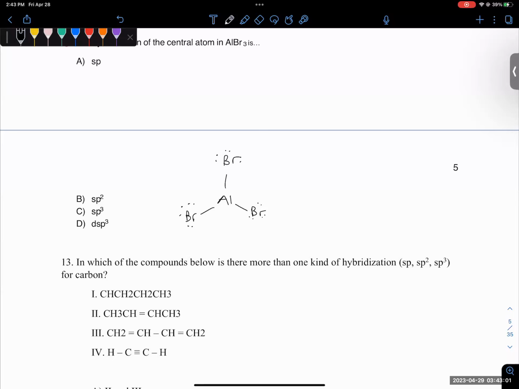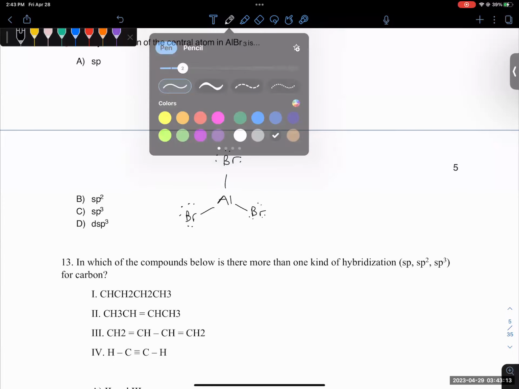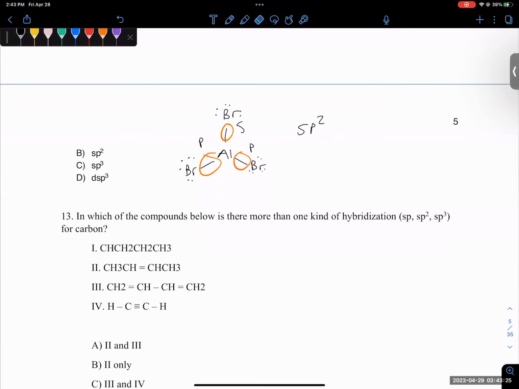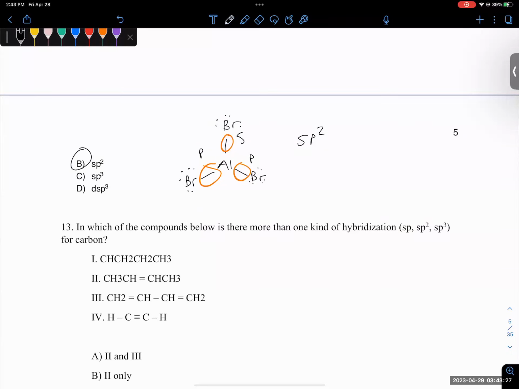So we said because it has 3 electron regions, what is its hybridization? Do we all agree it's sp2, right? That's just how we identify hybridization. We look at the number of electron regions, 1, 2, 3. S, P, P, we used 1 S and 2 P's, sp2 hybridized. So we'll go for answer choice B.